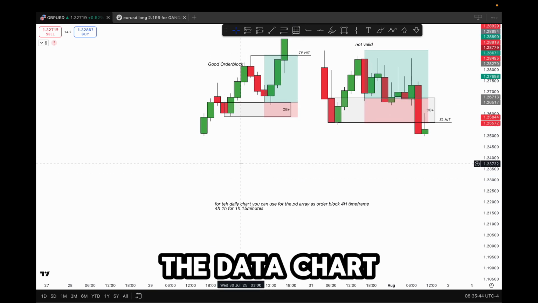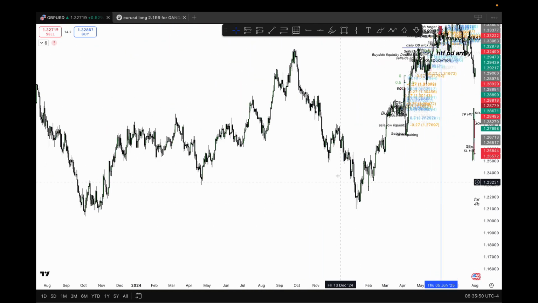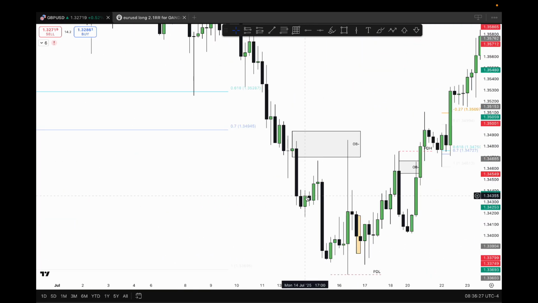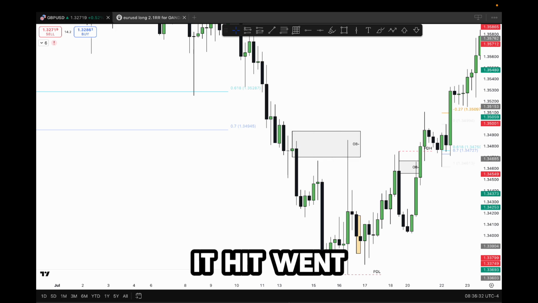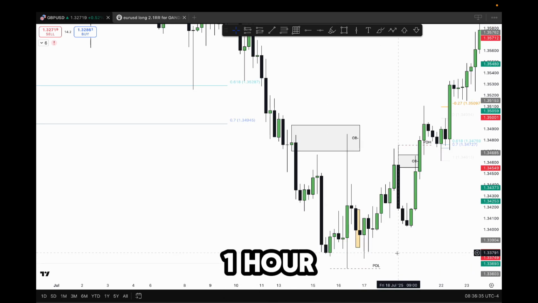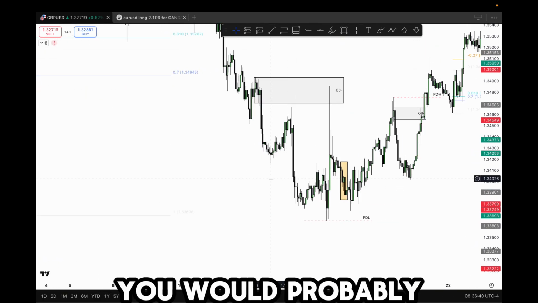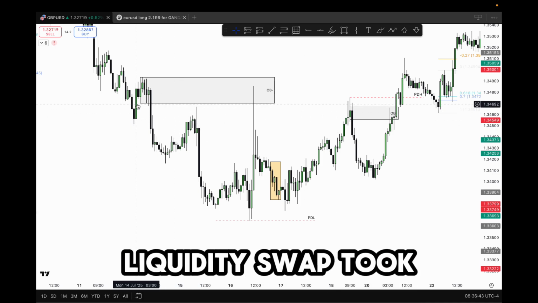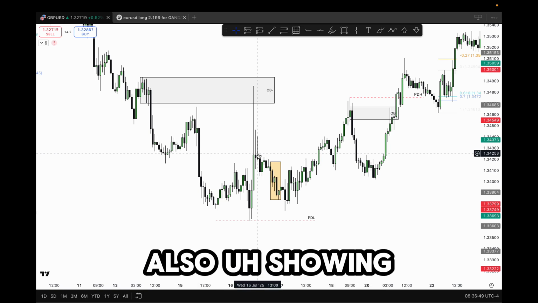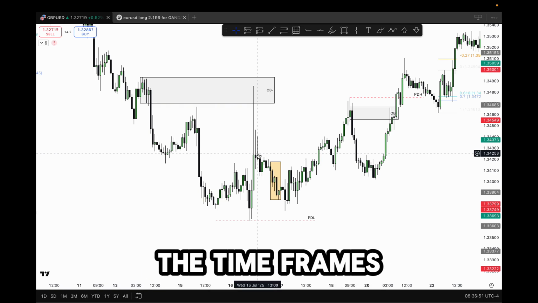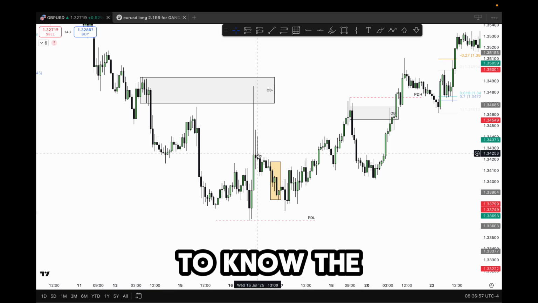And like, we can go to the daily chart if you give me a second. If you look at the 4 hour time frame, you had here also a mitigation order block on the 4 hour. It hit, went down, but yeah, this is the 4 hour. If you look at the 1 hour, let me see where it was at. Oh, somewhere around this. You would probably have a beautiful RR trade, liquidity swap, took out the order block and went down. It was a little bit late, but this is also showing the order block. The time frames are really important to align, and that's all about order blocks you need to know. The important stuff you need to know.